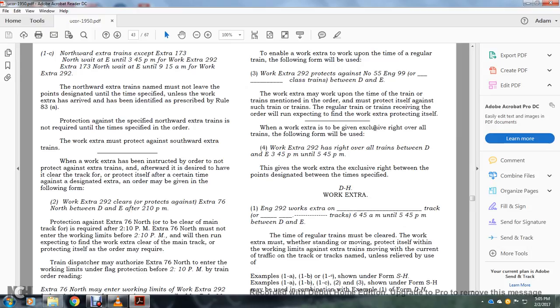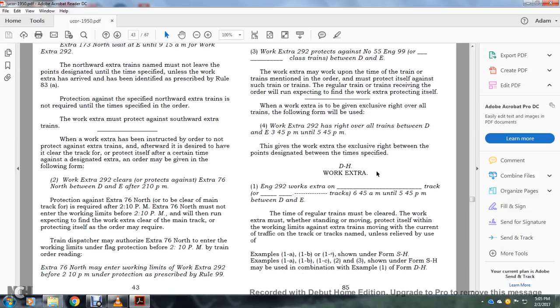When a work extra is given exclusive right over trains, the following form will be used: The work extra 292 has the right over all trains between D and E at 3:45 until 5:45 p.m. This gives the work extra exclusive right between the points designated between the times specified.